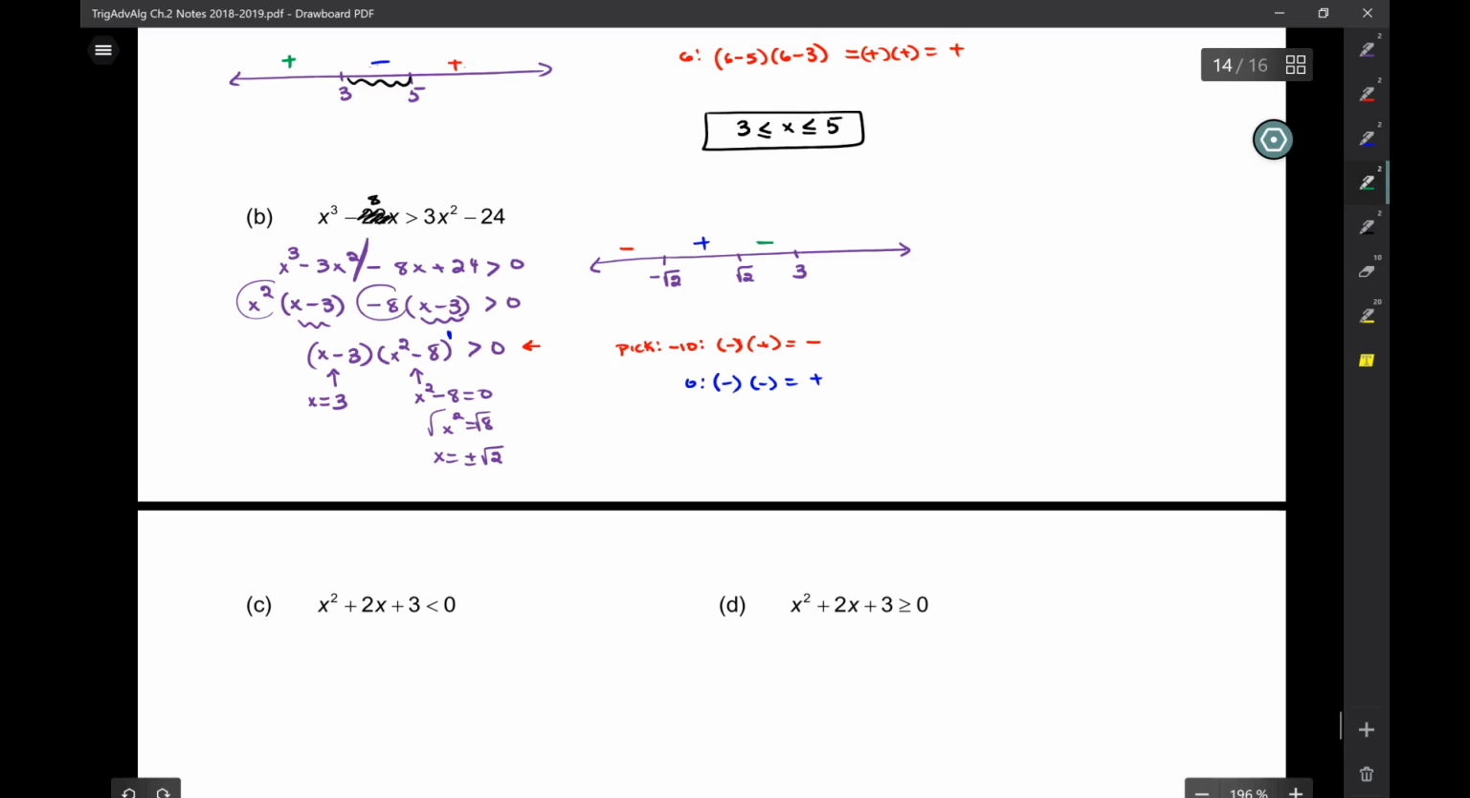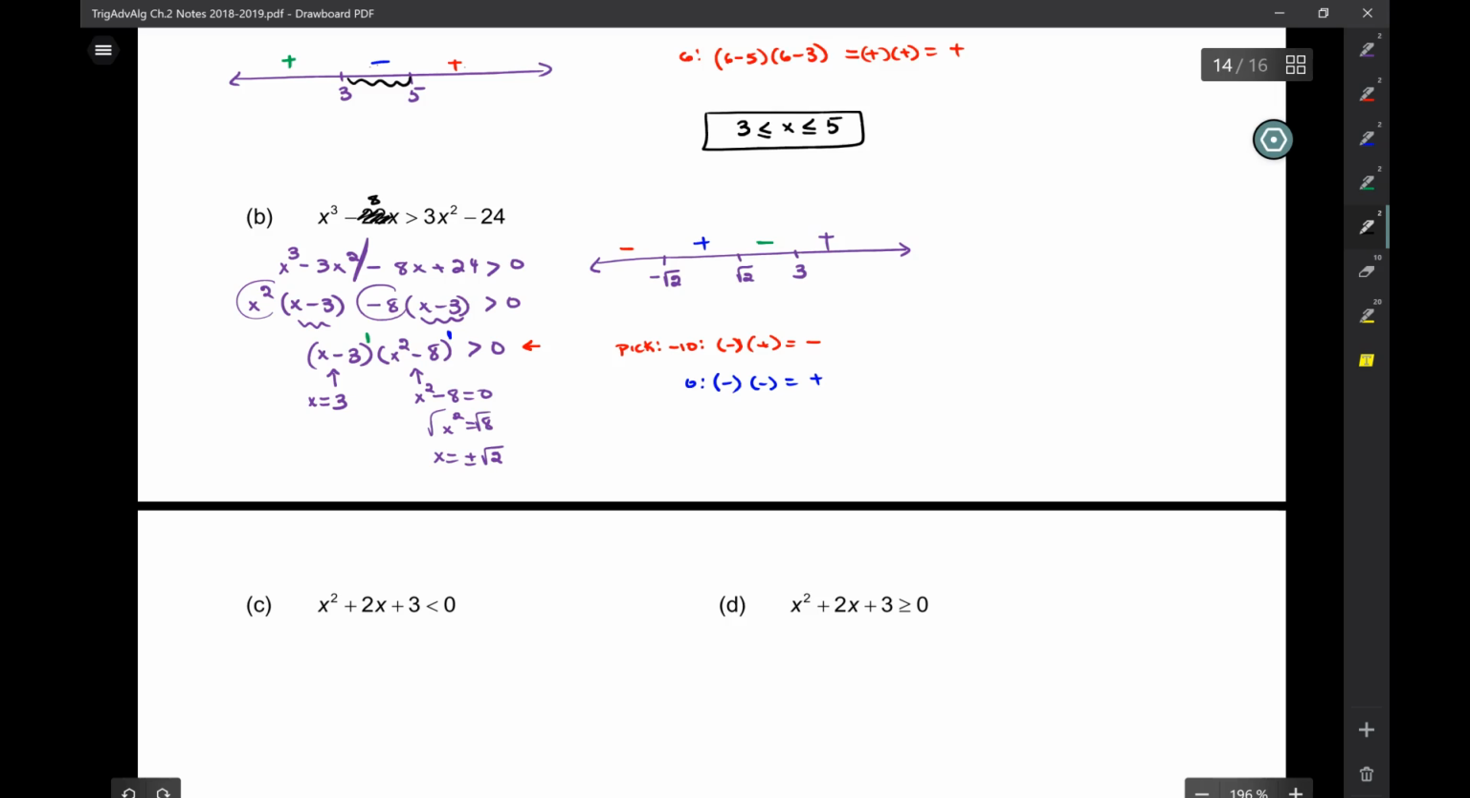Now let's go to the 3. Where did the 3 come from? The 3 came from this parenthesis. This parenthesis itself also has an exponent of 1. That means at the 3, the sign will alternate again, so I'll get a positive value there. You could also plug numbers in and you will get the same.